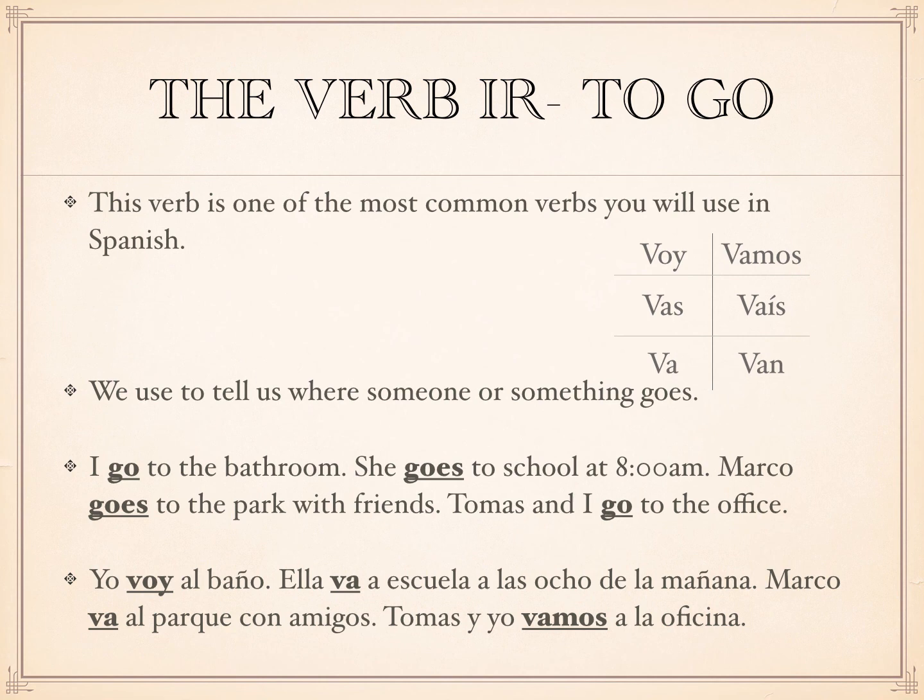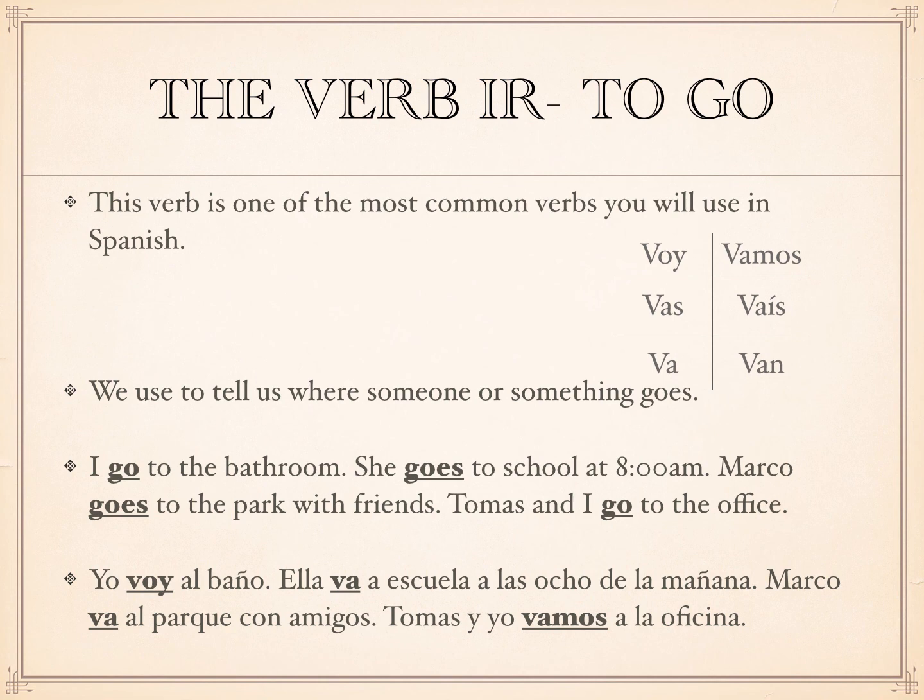And the word, where does the V come from? Well, it all has to do with the sound of something. So the V gives a harder sound. So therefore, when speaking, we know that if we say voy, we know we're talking about someone going somewhere. The verb ir tells us where someone or something goes. So, for example, I go to the bathroom. She goes to school at 8 a.m. Marco goes to the park with friends. Thomas and I go to the office.